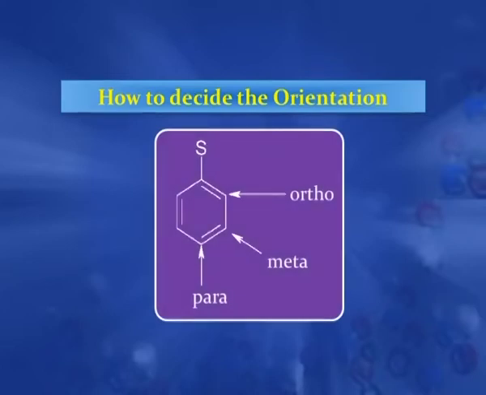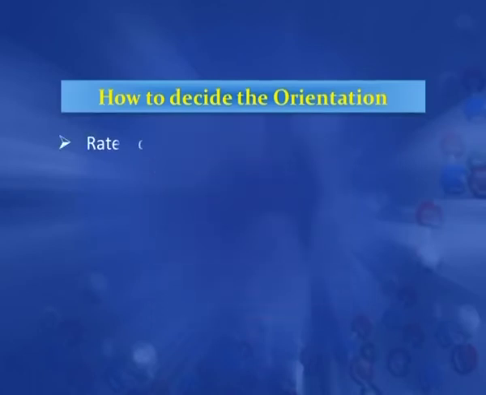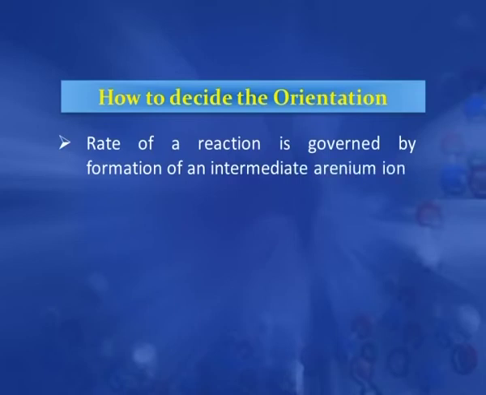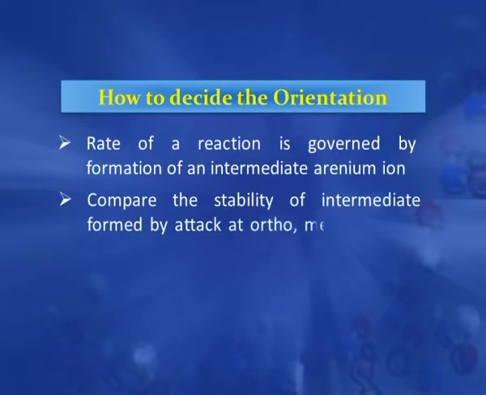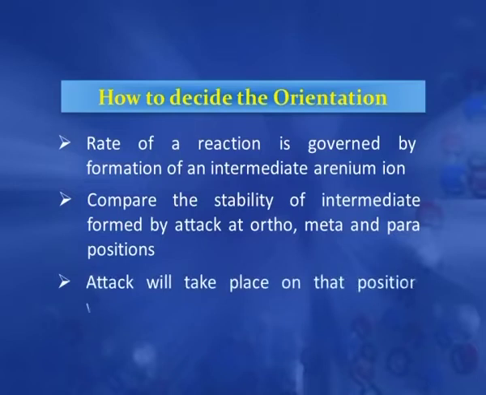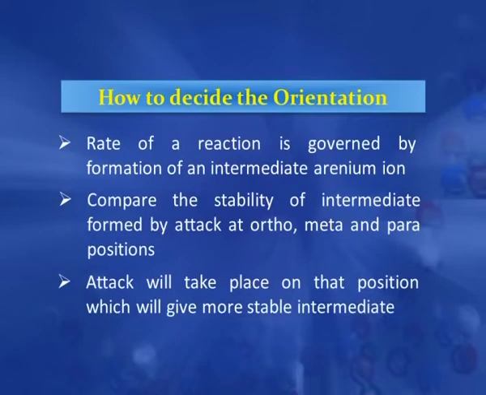How do we decide? All of us know that the rate of a reaction is governed by the formation of an intermediate, arenium ion. So, for deciding on which position the attack will take place, we compare the stability of intermediate formed by attack at ortho, meta and para positions. So, finally, the attack will take place on that position which will give the more stable intermediate, that is arenium ion or sigma complex. Now, we discuss the cases.